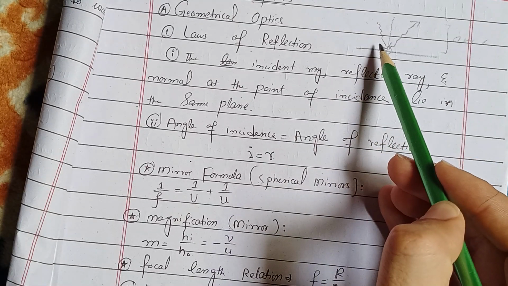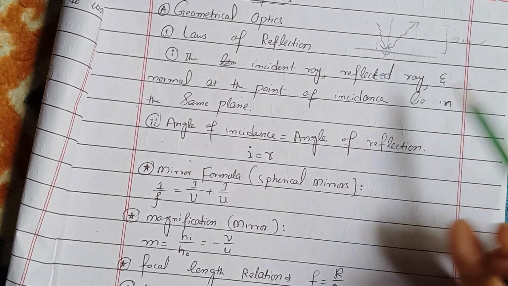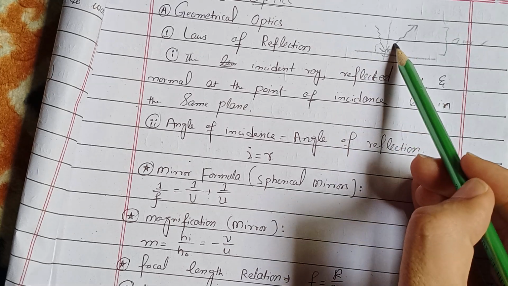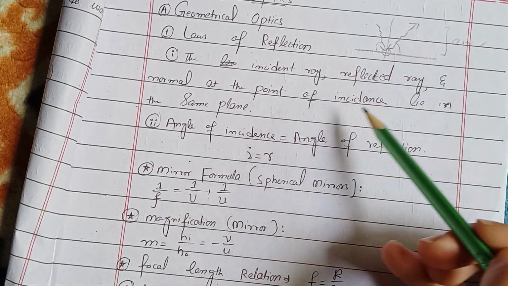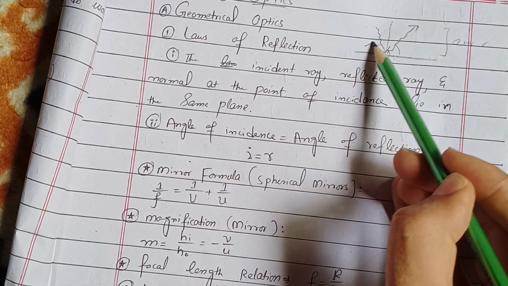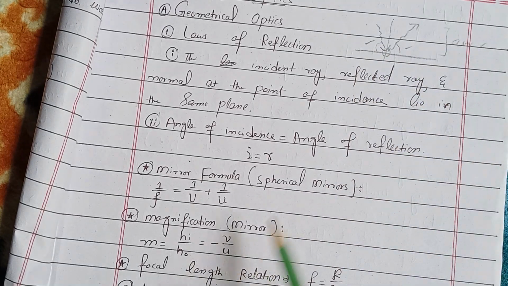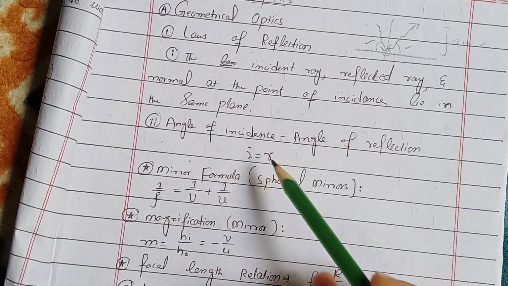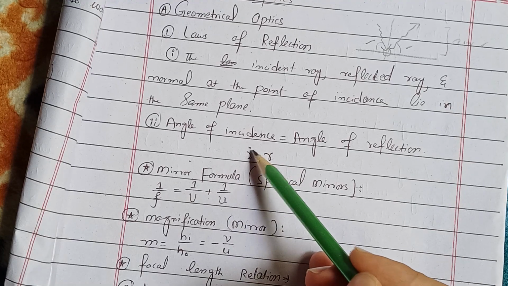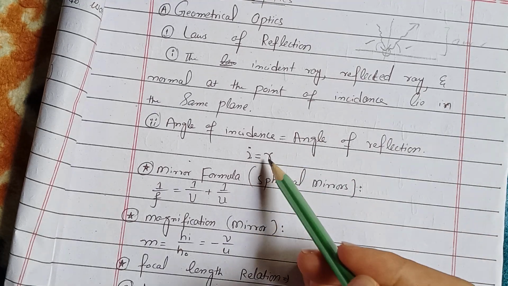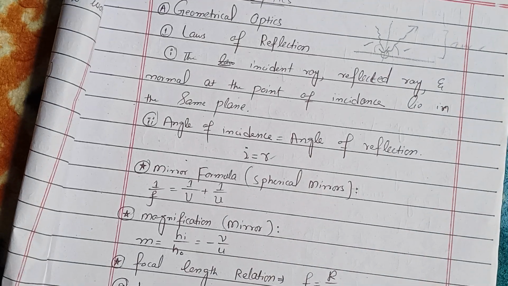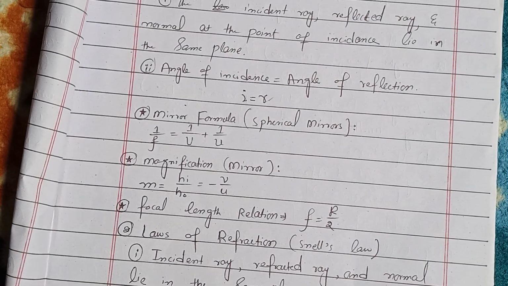Now the next postulate of this law is that the angle of incidence is equal to the angle of reflection. Here you see that this is the angle of incidence, and this is the angle of reflection, and the postulate says that the angle of incidence must be equal to the angle of reflection. The angle of incidence is represented by i, and the angle of reflection is represented by r. Okay, so this is the law of reflection.